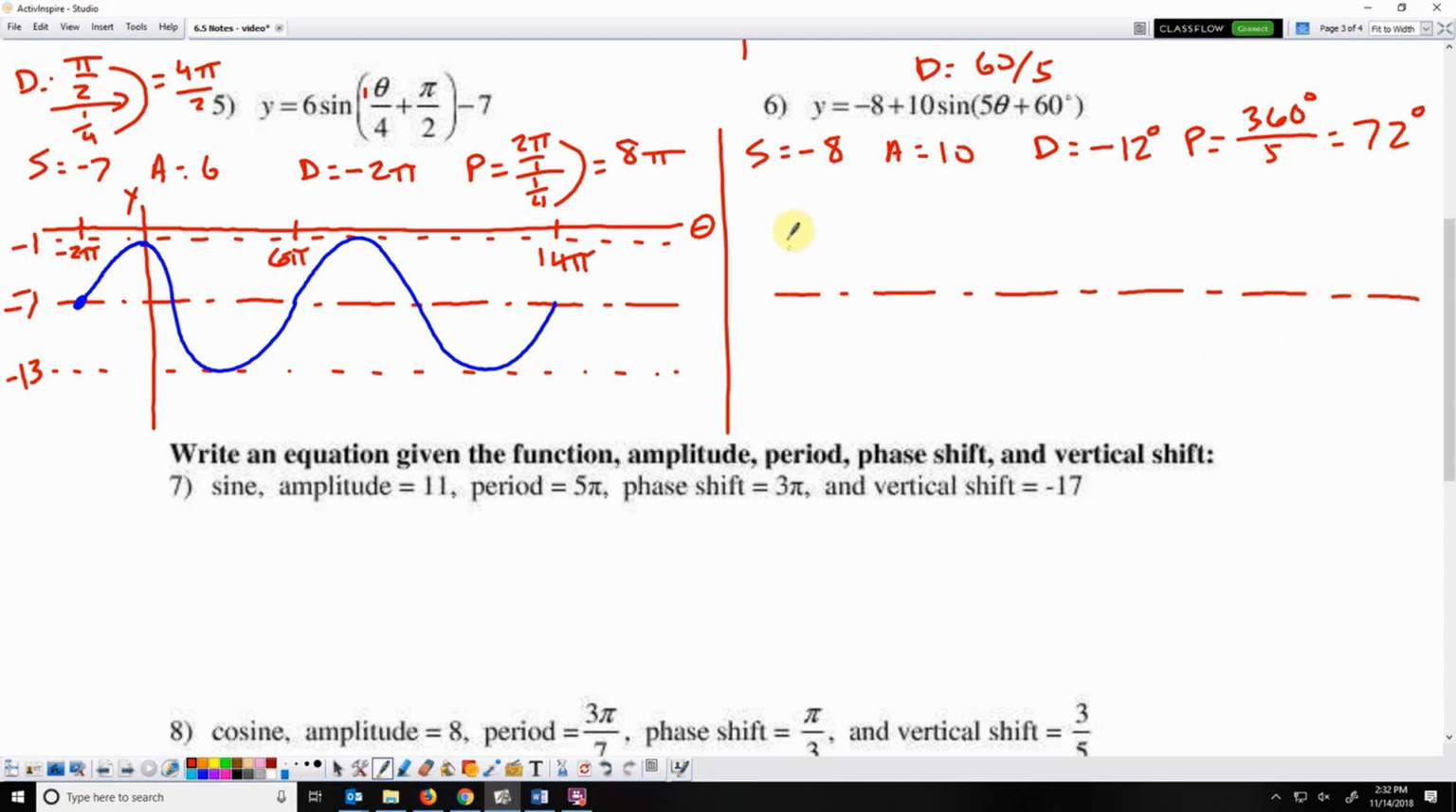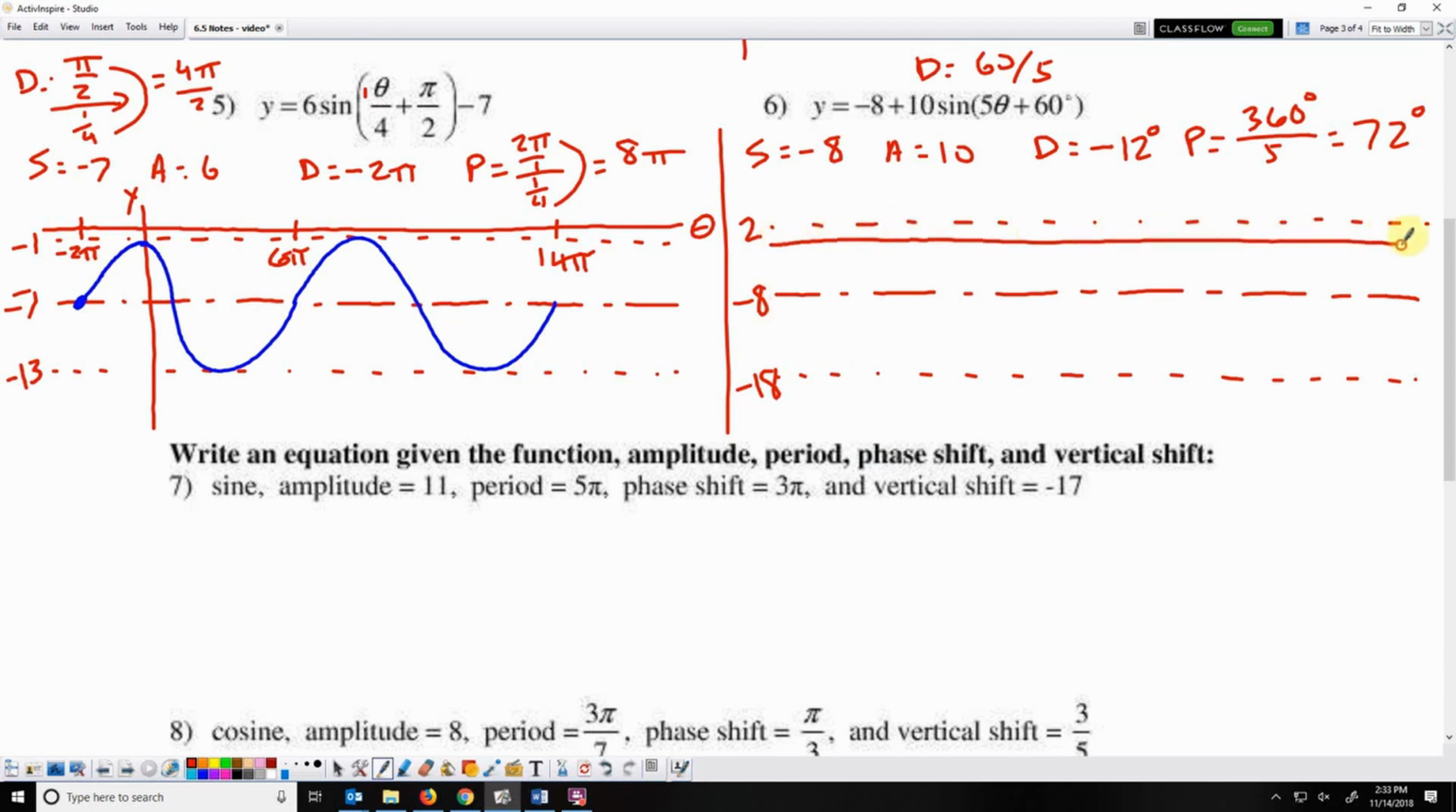So here's our sinusoidal axis. Maximum and minimum. Sinusoidal axis, -8. Plus 10 is 2, minus 10 is -18, so there's our maximum and minimum. Between -8 and 2 is our theta axis. We're displaced to the left, so I'm going to move my y-axis a little bit to the right. And I can begin at -12 degrees.